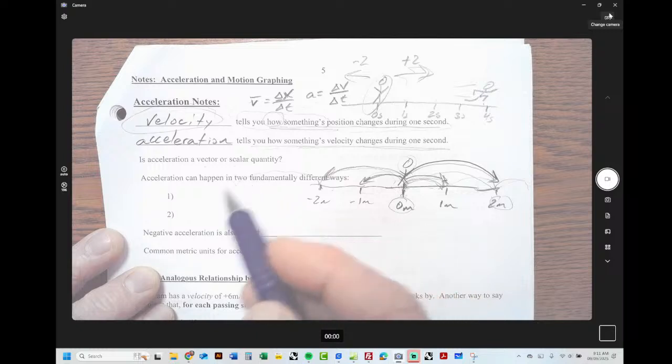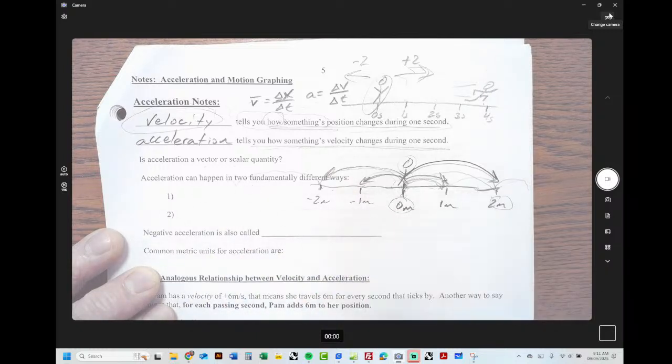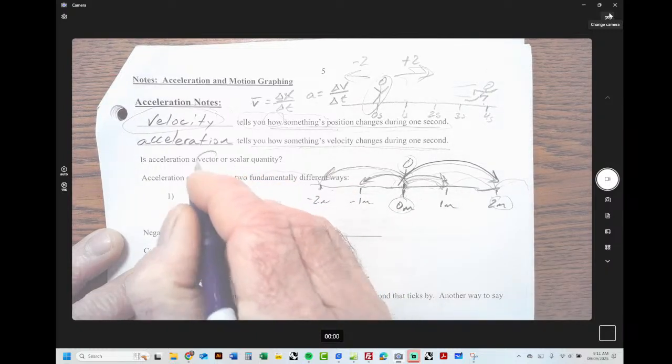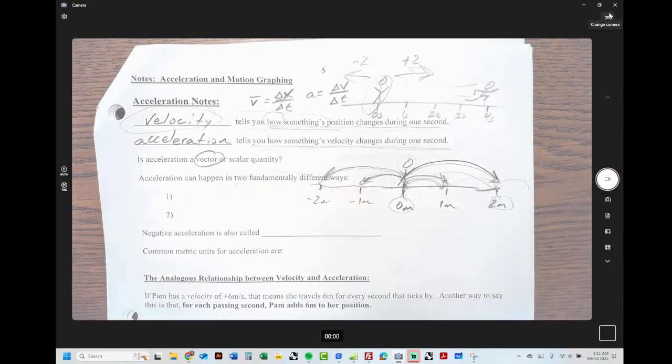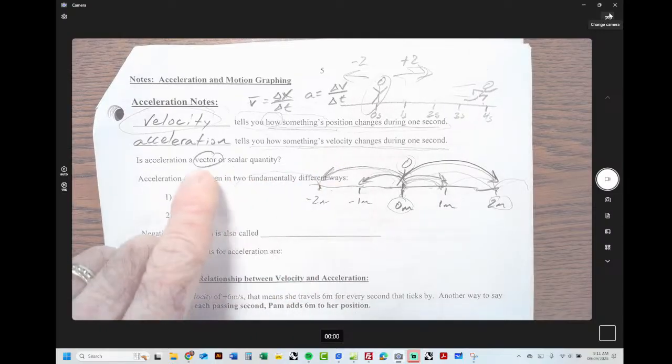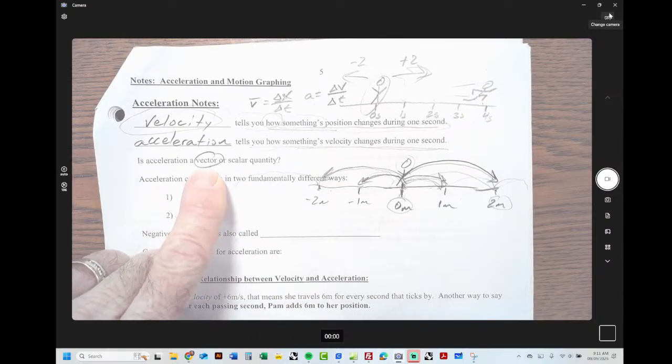You need to know this. I'm quizzing you so you can get better at it. No, it's a vector. Anything that can have a negative in front of it or a positive is going to be a vector, because these are things that can be in different directions.